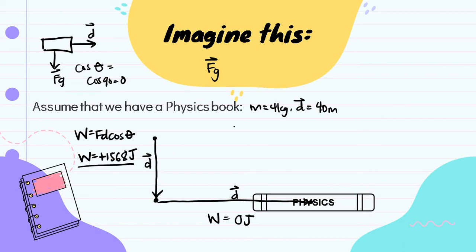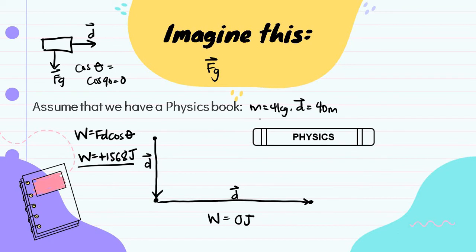Next, the third movement is this motion. It moves upward up to that point. Now the direction of displacement is upwards, but the direction of the force due to gravity is downwards, which makes the angle theta equal to 180 degrees. The work done in this third movement is equal to negative 1568 joules, because the angle theta is equal to 180, and cosine of 180 is equal to negative 1. And lastly, this is the final movement.